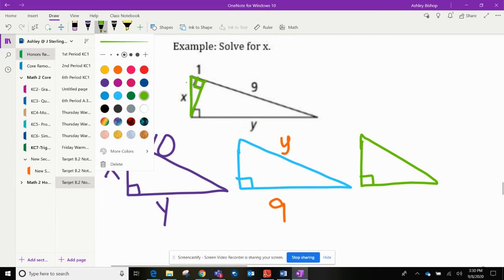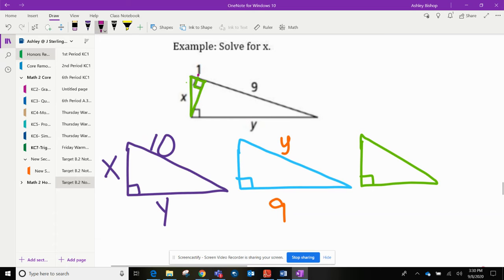So remember, my hypotenuse is across from my right angle. So here's my hypotenuse. I know I don't have a lot of room, but there's my right angle, and so my hypotenuse is across from there. So that's going to be X.